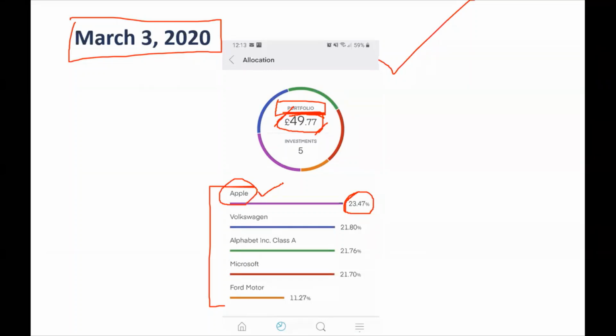But I invested less than 25% of my small investment in Apple, and I also invested in other tech stock, Alphabet and Microsoft. Apart from that, I invested Volkswagen and Ford Motor. In how many sectors have I taken exposure? It's two sectors, technology and transportation. Technology and automobile. Okay.